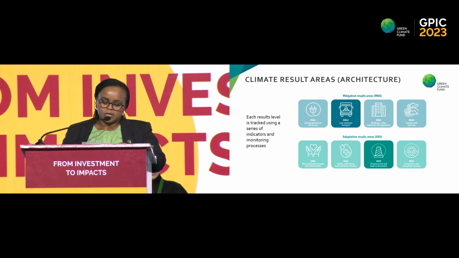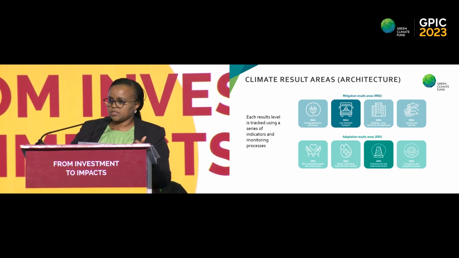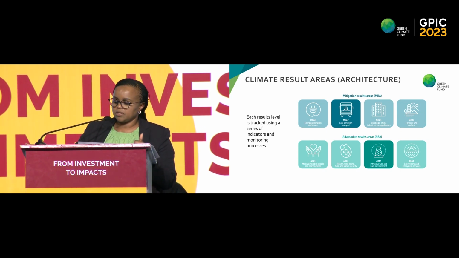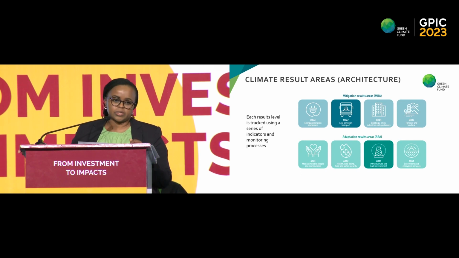For mitigation, we look at energy generation and access. We have low emission transport. We have buildings, cities, and industries and appliances, and forestry and land use. And then in terms of adaptation, we look at how we support most vulnerable people and communities, health and well-being, including water and sanitation, infrastructure and built environment, as well as ecosystem and ecosystem services.